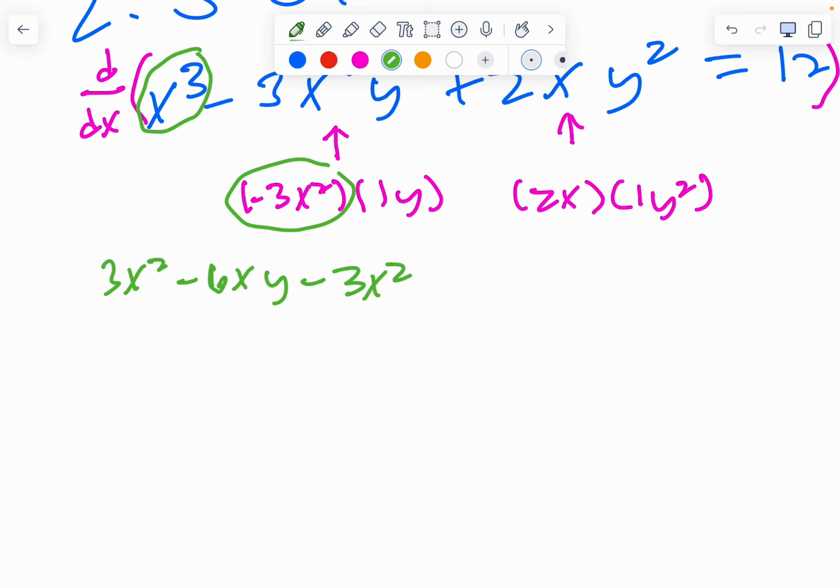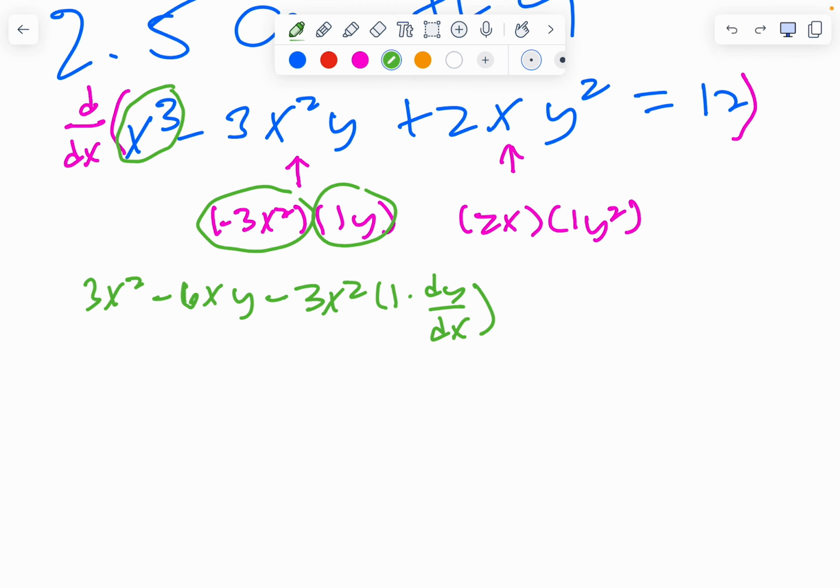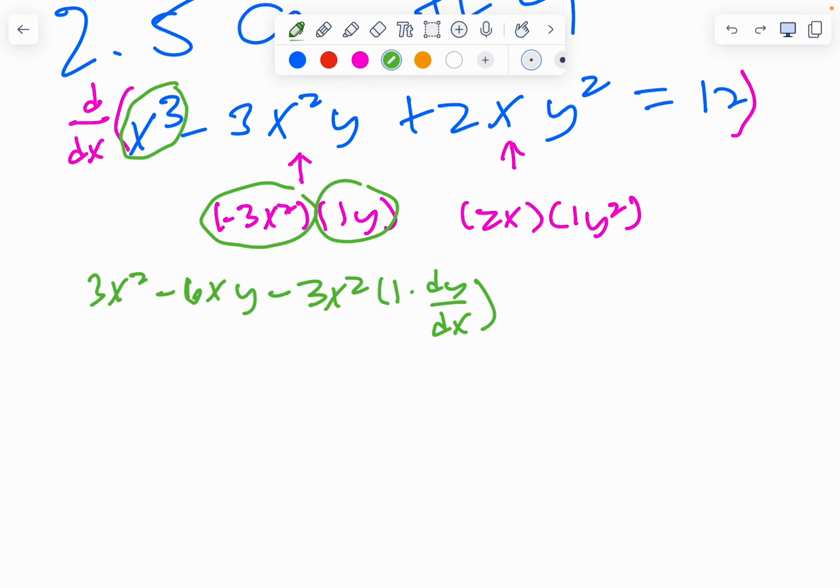And now when I derive this guy over here, it becomes times 1 and dy over dx. Again, this 1 is not necessary, but I'm just going to leave it for teaching purposes. That was the product rule on the first one. Give me a nod if you're good.